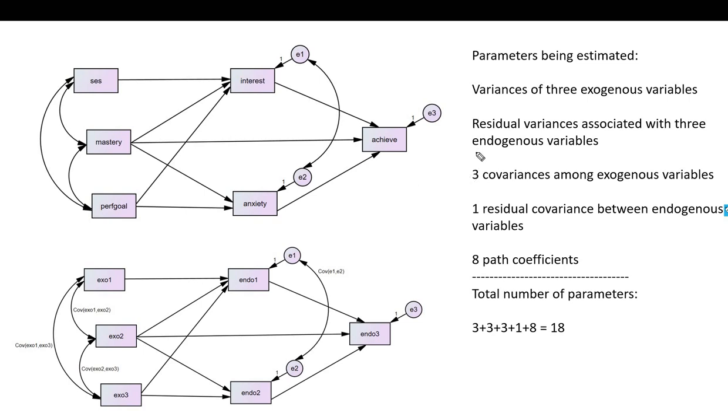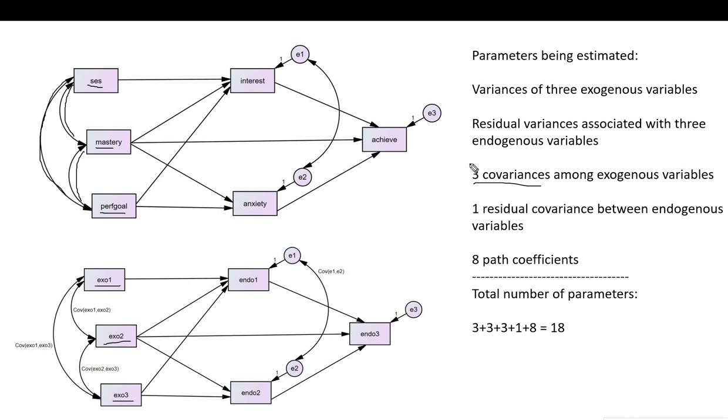So within our model right here, we have to think about several sets of parameters. One is the variances of the exogenous variables. So right here, I just typed in exo. So we have basically the variances of SES, mastery goals, and performance goals that have to be estimated. In addition, we're estimating the covariances among our exogenous variables. So there are actually 3 covariances that are being estimated.